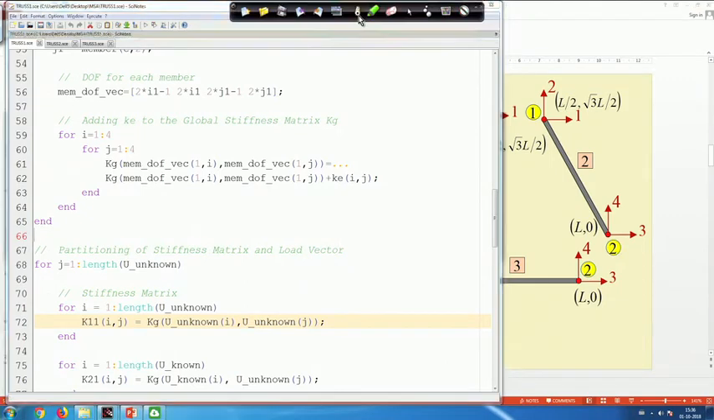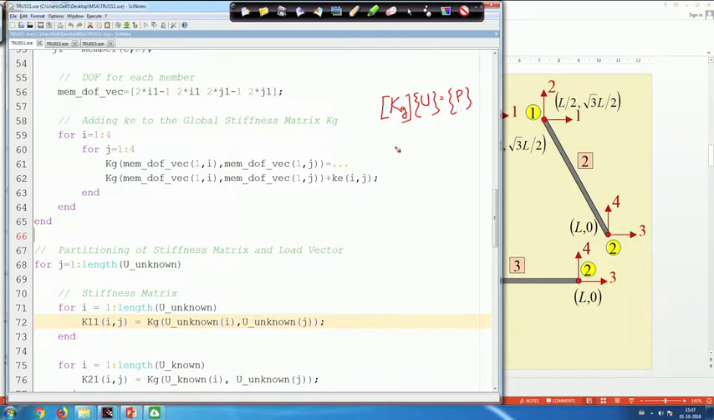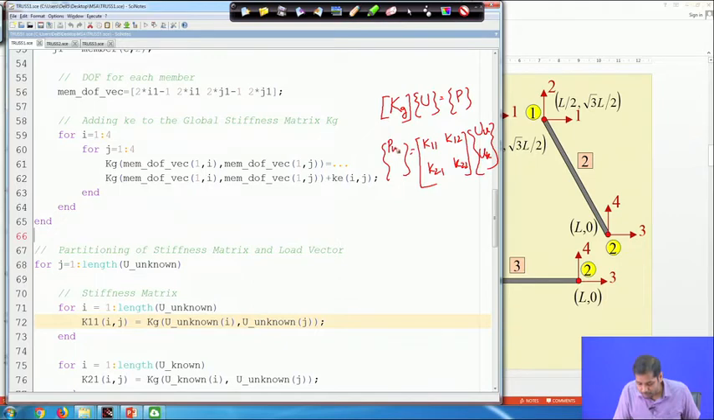What is the partitioning of the stiffness matrix? It was something like this. If the global stiffness matrix is K, here Kg, then we have U, the global displacement vector, and the global force vector. These can be written as K11, K12, K21, K22, with U unknown and U known, and this becomes P known and P unknown. If you recall, this is how we did the partitioning.